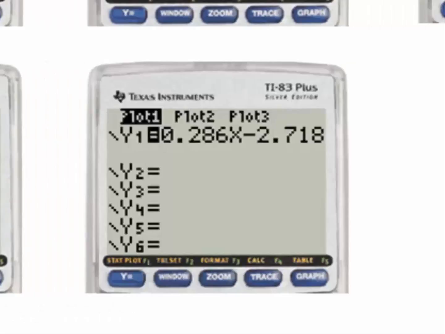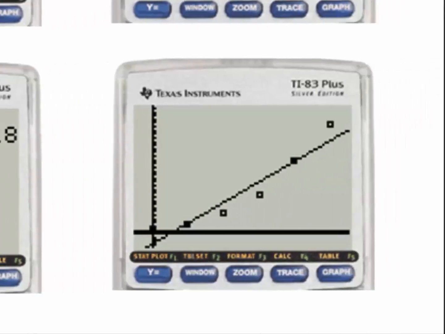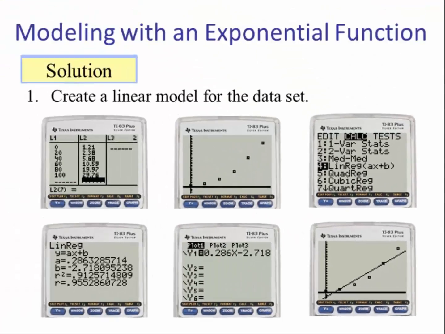Rounding to 3 decimal places, we have the equation 0.286 times x minus 2.718. Putting that in our y equals and graphing it with the data set, we see this straight line is somewhat modeling the data well. Let's try our exponential model.